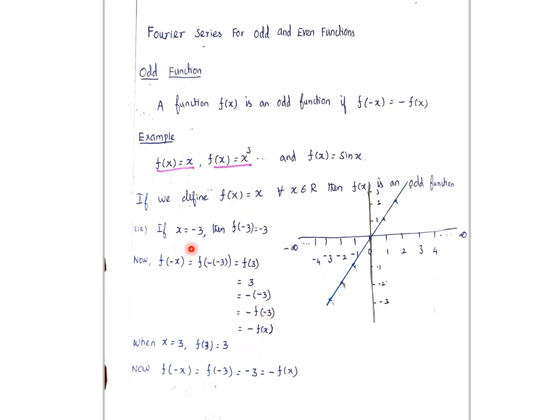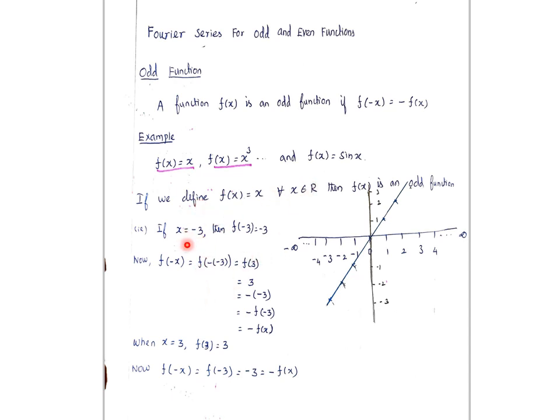Now, what is our x? x equals minus 3. Therefore, this can be written as minus f of x. Now, f of minus x equals minus f of x. Therefore, the defined function f of x equals x is an example of an odd function.